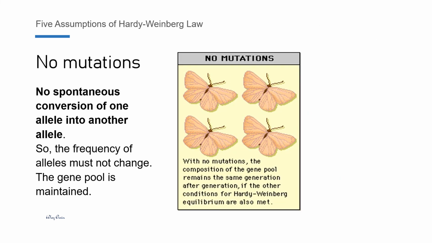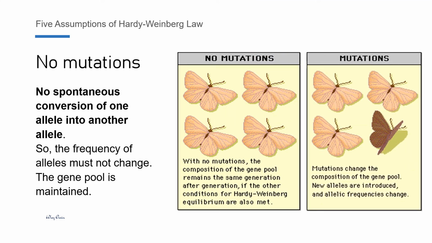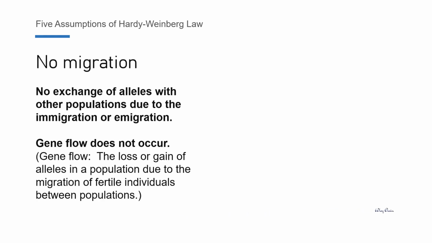Mutation can modify the gene pool because mutation means the change of a normal allele to a mutated allele. So, to achieve genetic equilibrium according to Hardy-Weinberg law, the next assumption is no mutation in the population. That's why the frequency of alleles will be constant from one generation to the next. So here is an example of the effects of mutation on the gene pool, which can change the allele frequencies also.